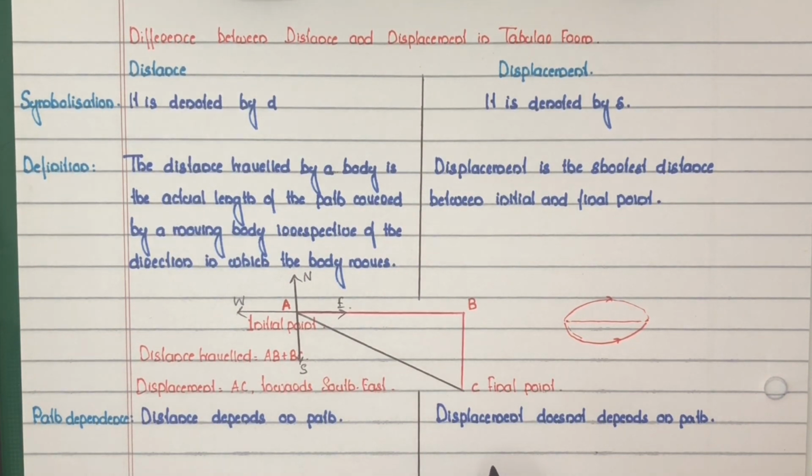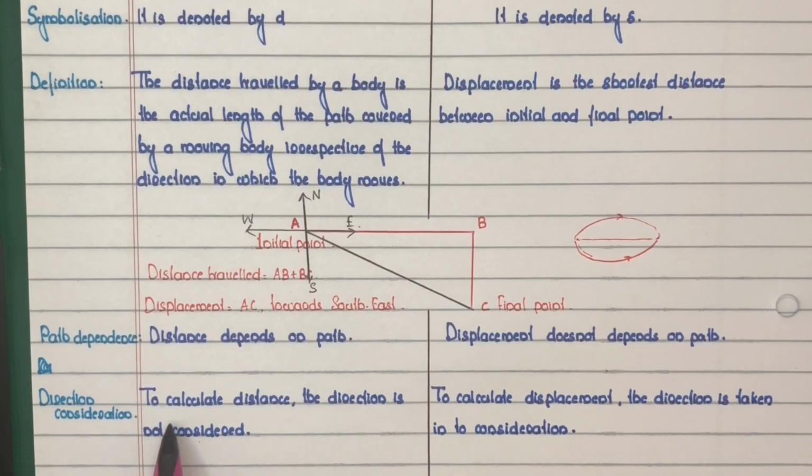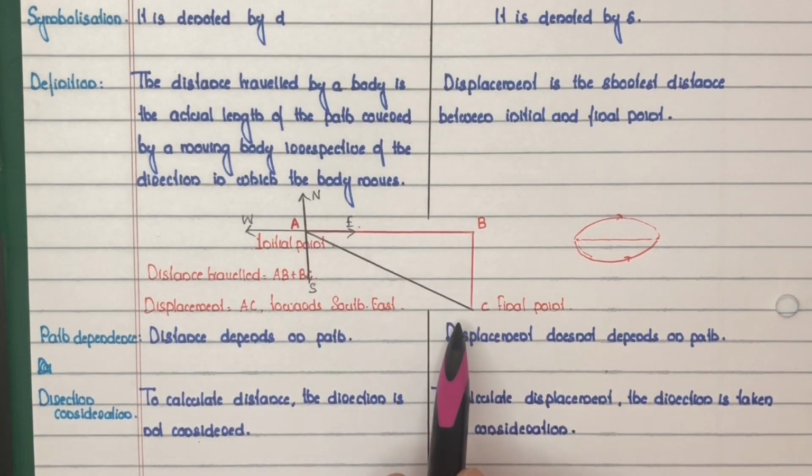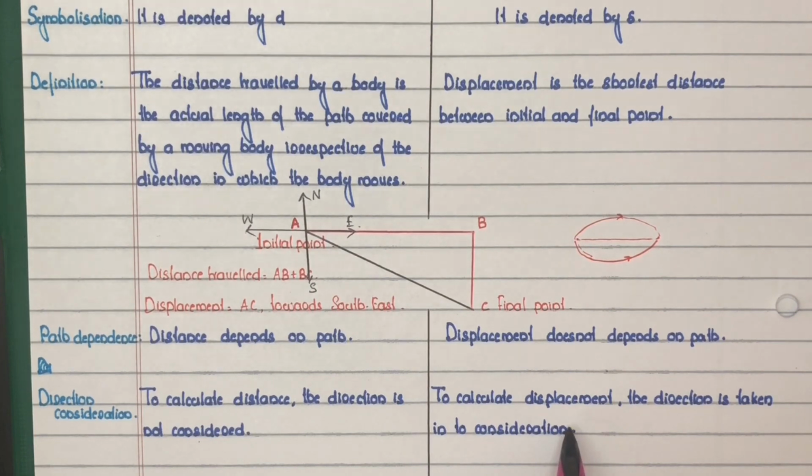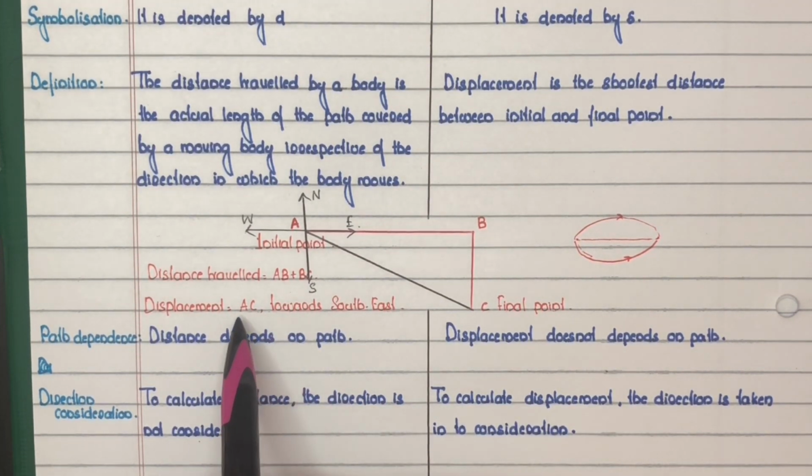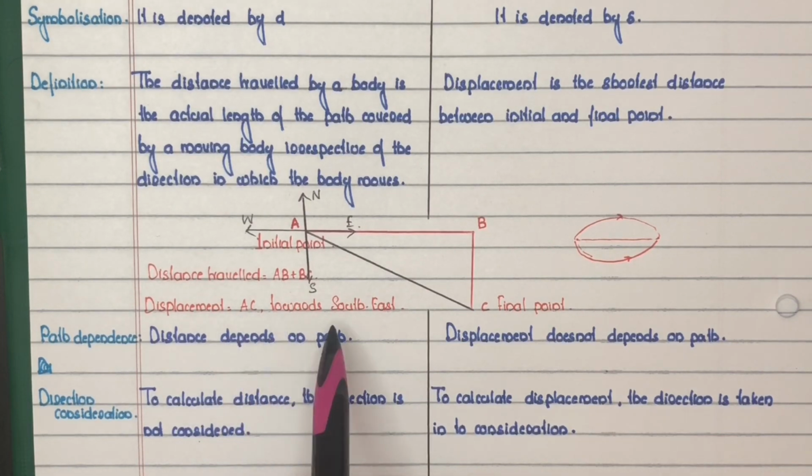So, next point, direction consideration. To calculate distance, direction is not considered, because distance depends only on the actual length of the path, not the direction. To calculate displacement, the direction is taken into consideration. That is, displacement will always have the magnitude, the length, and the direction.